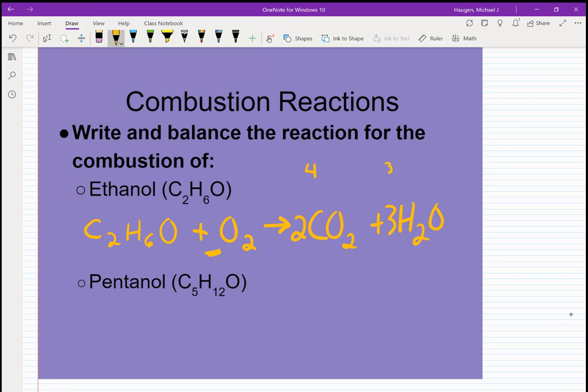So notice there's 1 oxygen right there. So if I do a 3 here, it gives me 6 oxygens plus 1 equals the 7 on both sides. Okay, so that balances out.